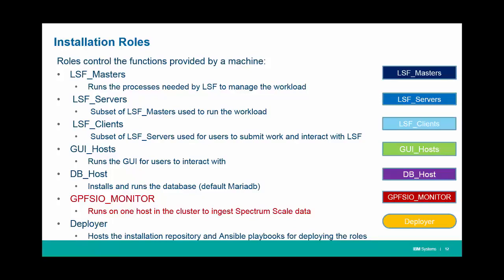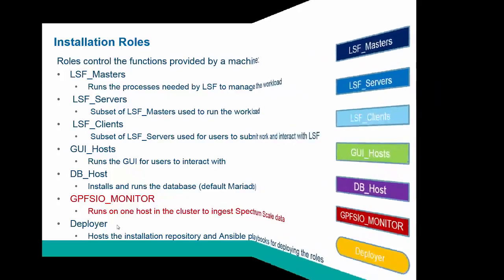You have the DB host, which is the machine that's hosting the database. And what we're adding in is this new one called GPFS IO Monitor. This is going to run on one of the hosts in the cluster, specifically one of your GUI hosts, and will perform the function of ingesting the Spectrum Scale data. And finally, you have the deployer. The deployer, as you recall, is a machine that hosts the installation repository and Ansible playbooks for deploying the rest of the cluster, essentially.